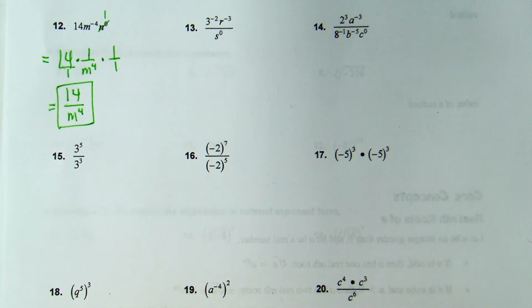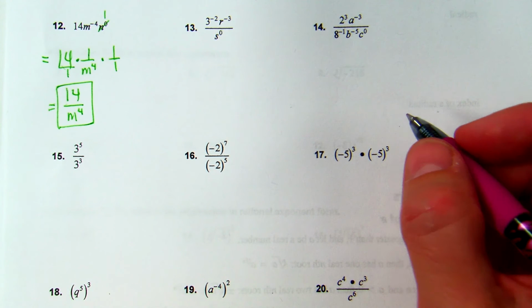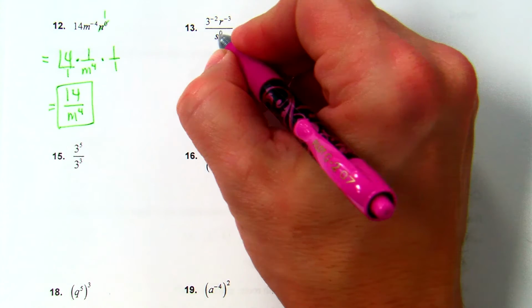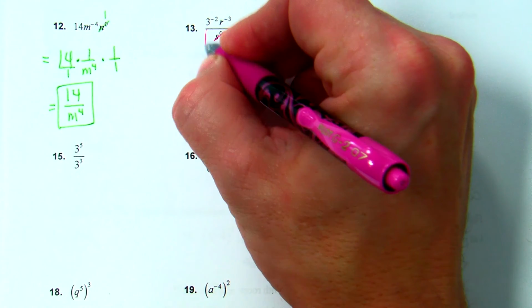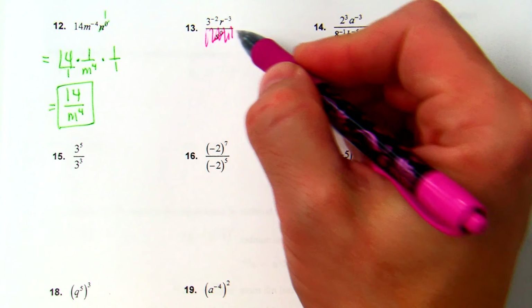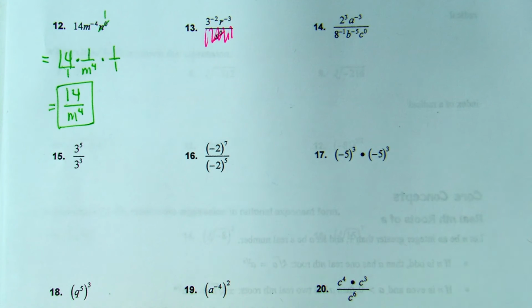Okay, let's look at number 13. Number 13, once again, they kind of help us out a little bit. This s to the 0 power is going to be what? A 1. So I can just do away with the whole quotient thing now and just deal with 3 to the negative 2 and r to the negative 3.